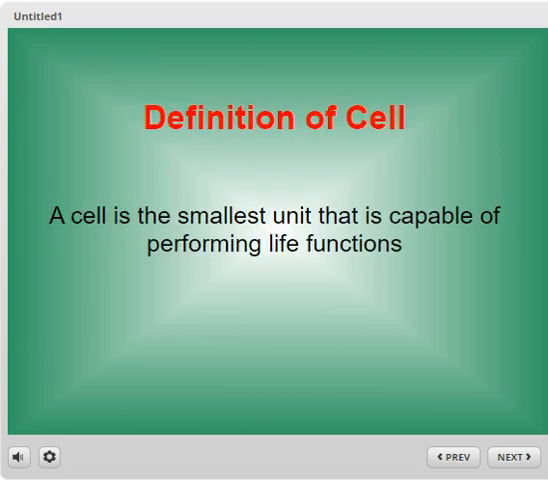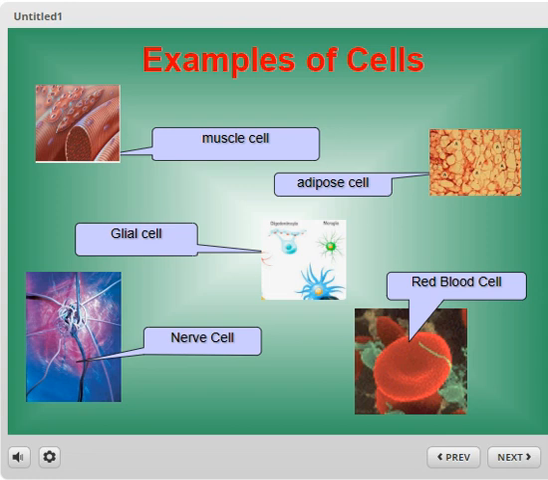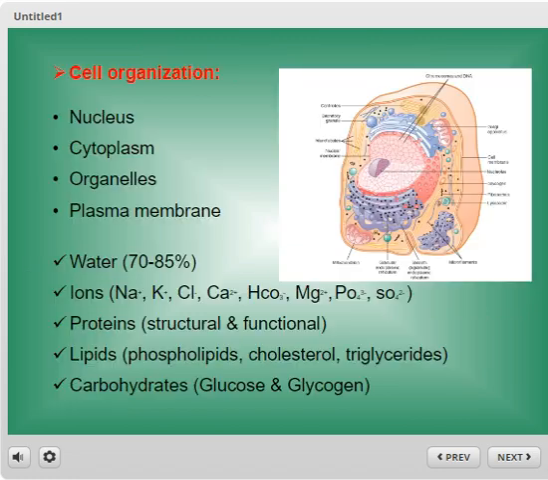Now let's begin with the smallest unit of the human body, which is the cell. As you know, the cell is the smallest unit that is capable of performing life functions. And we have different types of cells in the body, for example, muscle cells, adipose cells, red blood cells, nerve cells, glial cells, and other types of cells located in the body, and these cells come together to form an organ.